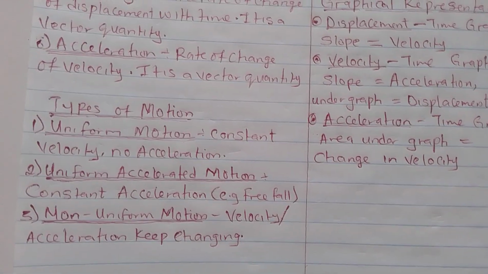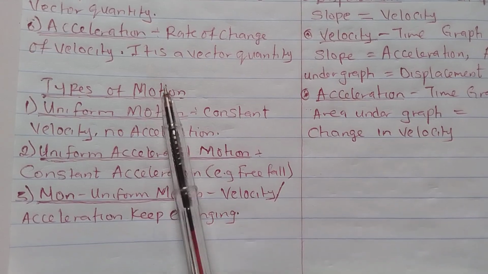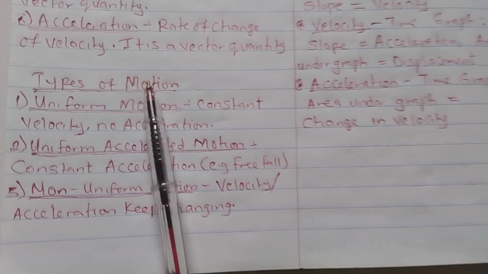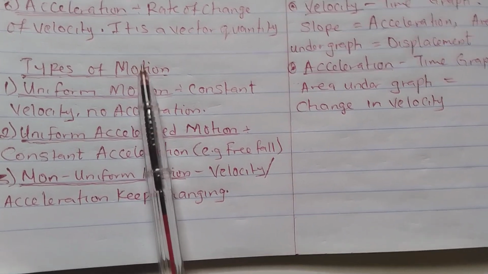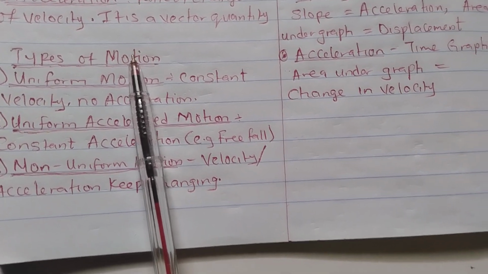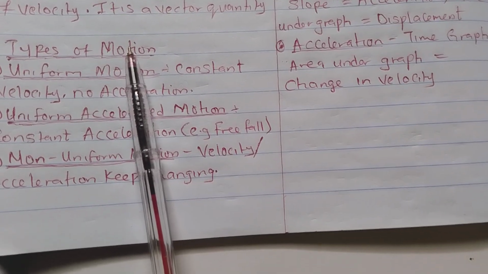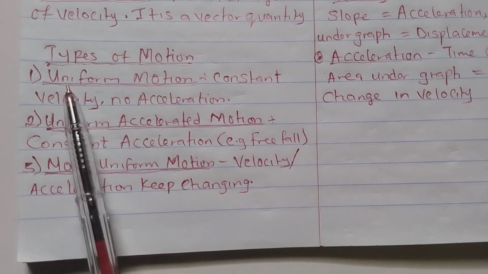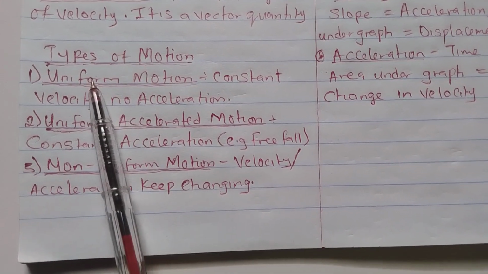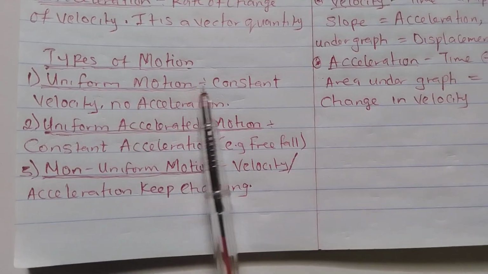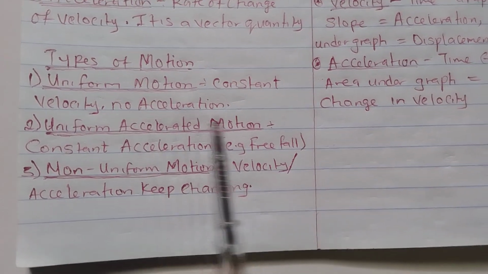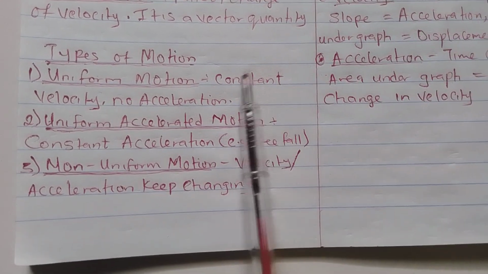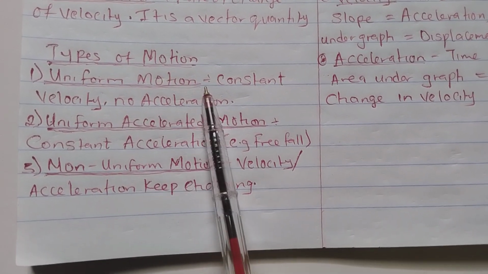From there we move to types of motion. Because we said kinematics has to do with the study of the motion of an object without considering the force that caused the motion, we have to talk about some types of motion also. Firstly, we're talking about a uniform motion. It is a type of motion with constant velocity and no acceleration. That's a uniform motion.